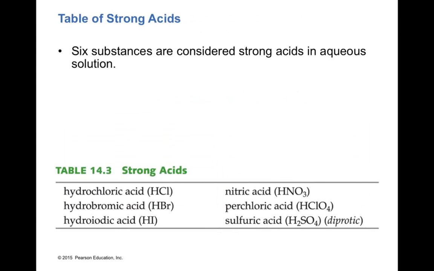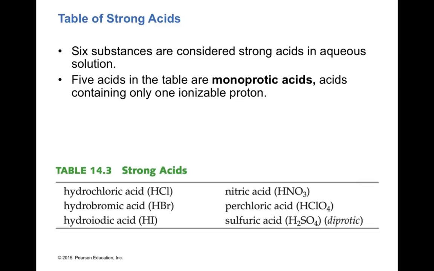Six substances are considered strong acids in aqueous solution. These are hydrochloric acid, hydrobromic acid, hydroiodic acid, nitric acid, perchloric acid, and sulfuric acid. Five acids in the table are monoprotic acids containing only one ionizable proton. So monoprotic means that the compound has just one proton that is acidic. Monoprotic: mono from one, protic from proton.